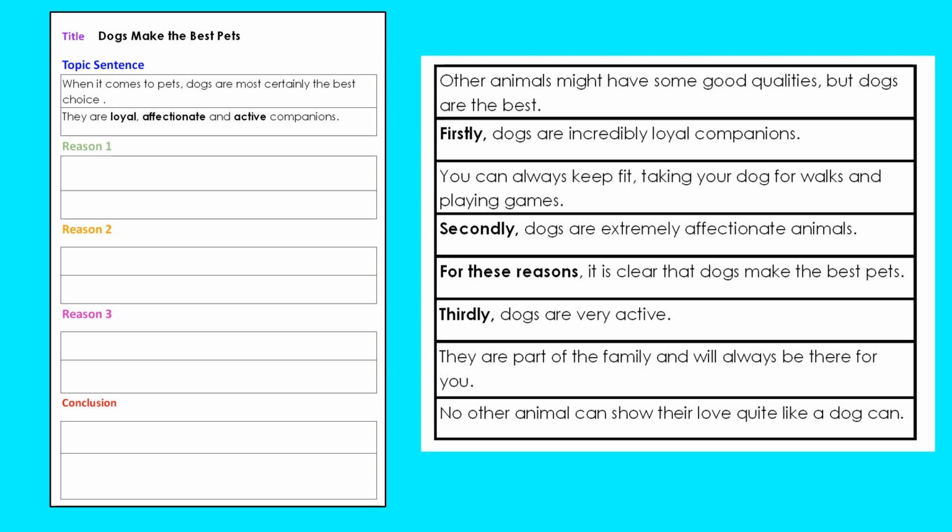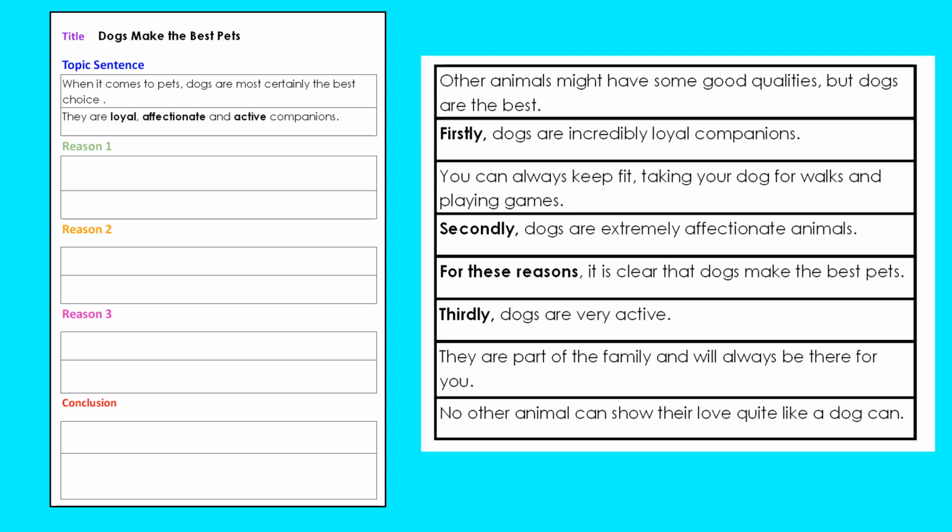So let's go for firstly. Firstly, dogs are incredibly loyal companions. Well, we know loyal means that they're going to be a good family pet. They're always going to be there for you. So let's see if we can find another statement that means that. Other animals might have some good qualities. No. You can keep fit. Well, no, that's talking about being active. We've got, they are part of a family and will always be there for you. That means they're going to be loyal. So I know that sentence goes with firstly.